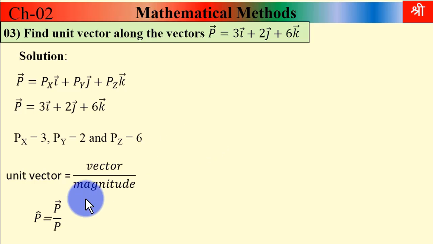Therefore we can write p cap. Now unit vector p cap equal to vector p upon p. Vector p means this given vector 3i plus 2j plus 6k, and p means magnitude of vector p.